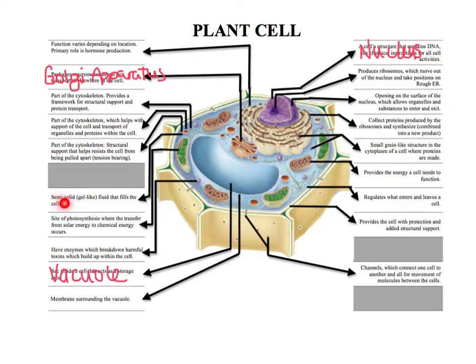So over here, the semi-solid gel-like fluid that fills the cell, if we follow that arrow up, it's just pointing to any of the space. And really, that could be anywhere, anywhere where you see just space between organelles. That's your what, Wes? Cytoplasm.